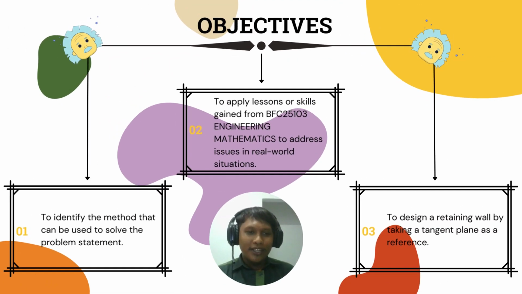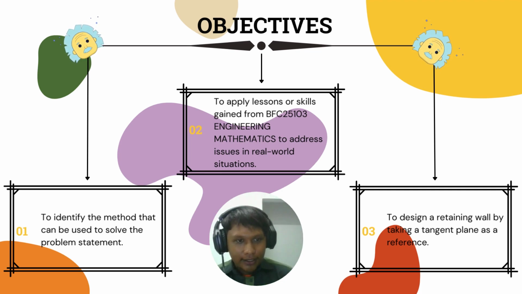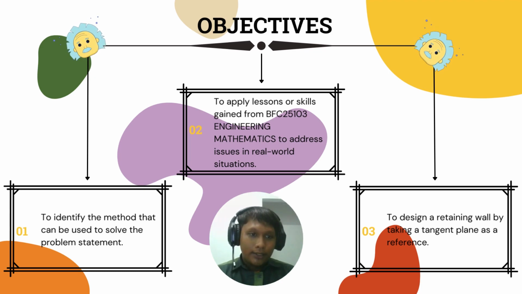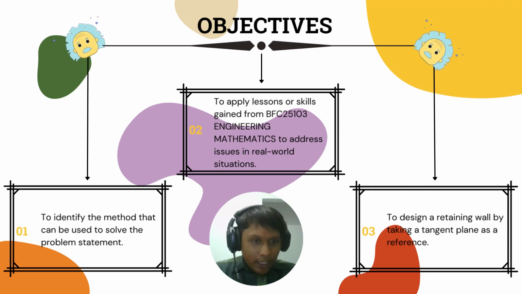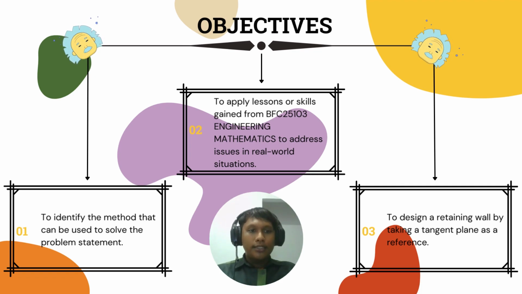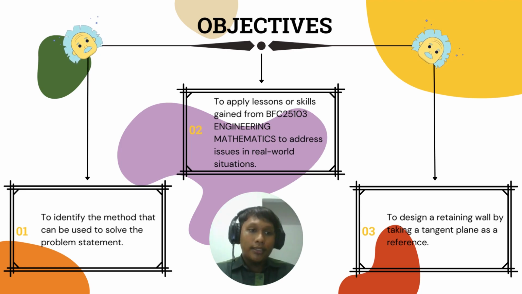So we have 3 objectives for our project. The first one is to identify the method that can be used to solve the problem statement. Second is to apply lessons or skills gained from the engineering mathematics subject to address issues in real world situations. And the last objective is to design a retaining wall by taking a tangent plane as a reference.